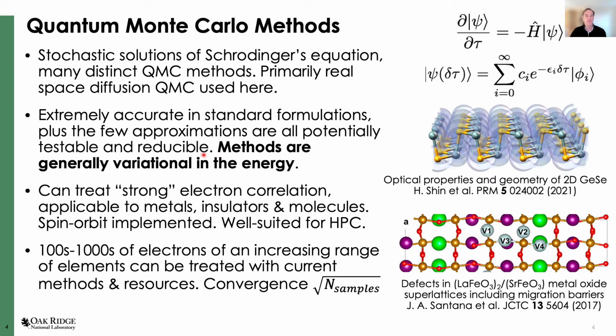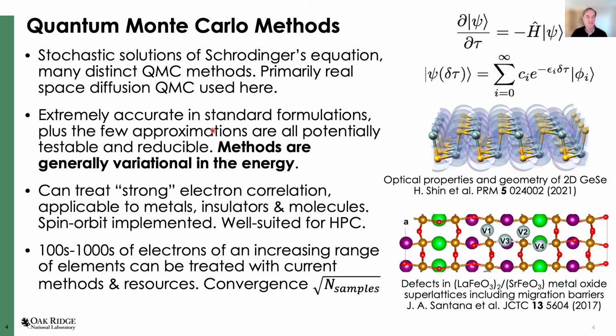So a little bit about quantum Monte Carlo methods. This is a very general term for stochastic solutions of Schrodinger's equation. There are, of course, quite a few quantum Monte Carlo methods, and the main one that we're going to be using here is real space diffusion quantum Monte Carlo. In this approach, all we do is take a trial wave function and propagate out the ground state wave function from that, subject to some constraints such as the nodal surface of that trial wave function.